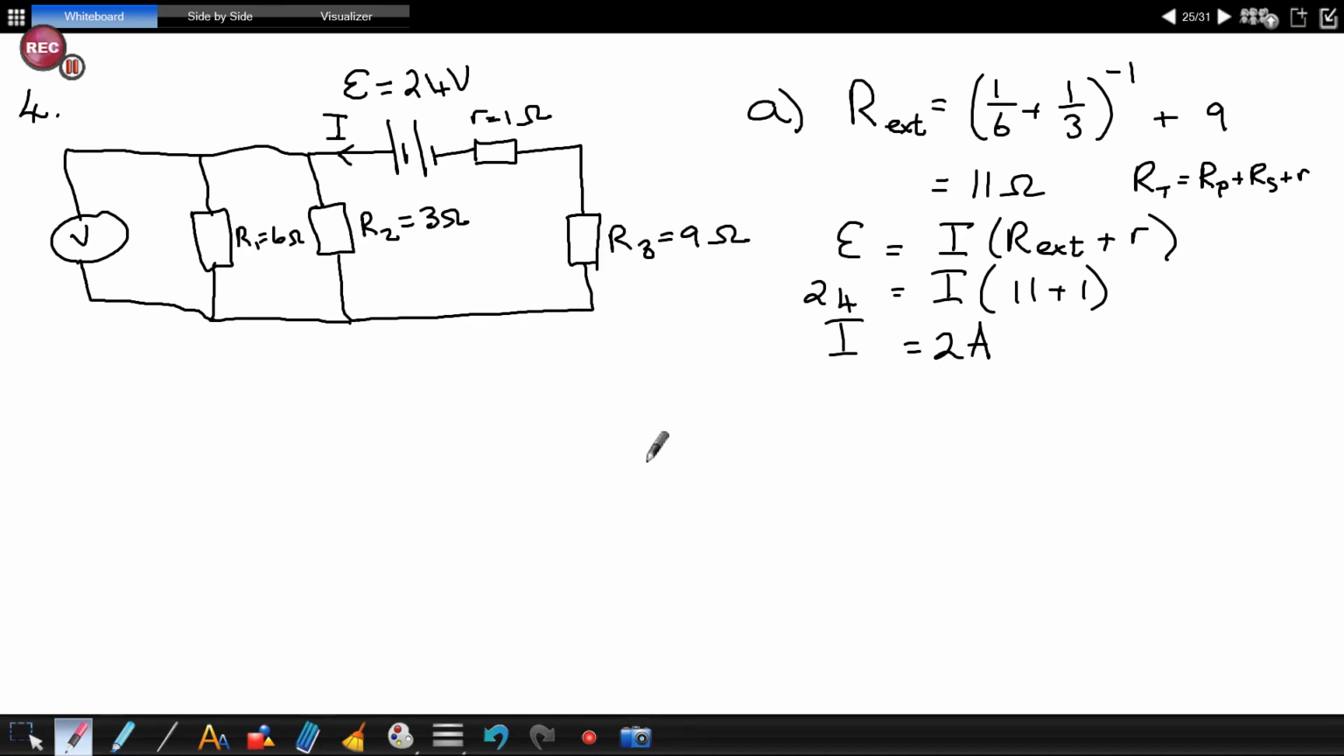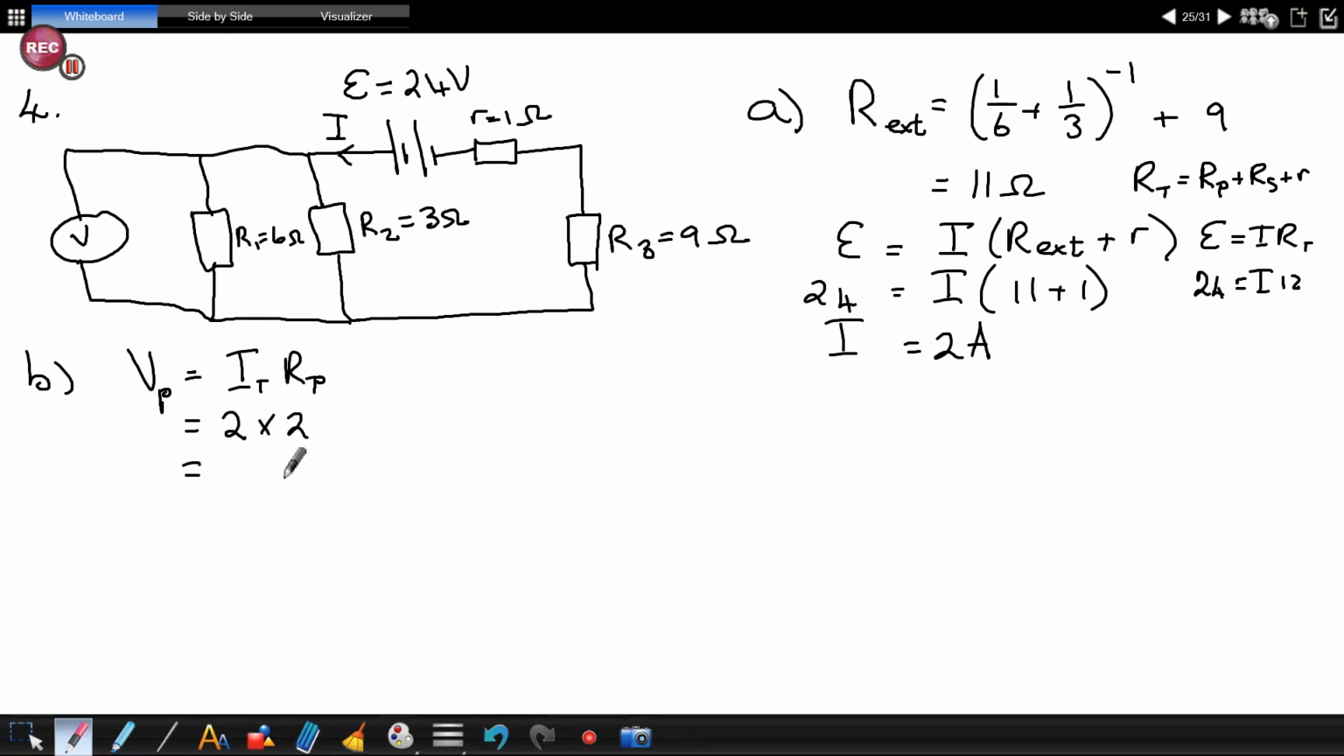Okay, so perfect. Then you say E equals I times RT. So you've got 24 equals I times 12. You'll get the 12 there. Okay, so it's 2 amperes. Number B. Calculate the reading on the voltmeter. So that is V parallel. That is I total times R parallel. Okay, so we've got total current. What is R parallel? You say 2. So that would be 4 volts. The 2 comes from here.